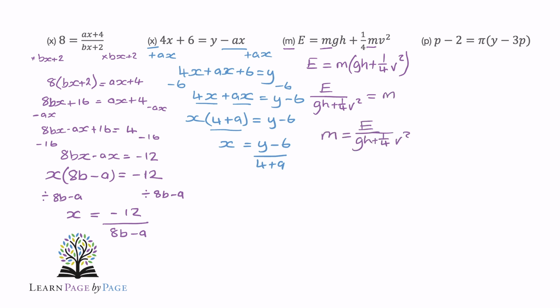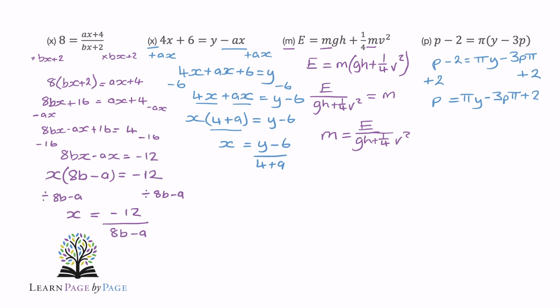And then we have the last one, which, as you can see, they want p as the subject of the formula. So first thing I would do is multiply out that bracket. So we have p minus 2 equals pi y minus 3p pi. Now we want the p's all on one side. So let's move that negative 2 over the other side. Plus 2 to both sides, we end up with p equals pi y minus 3p pi plus 2.